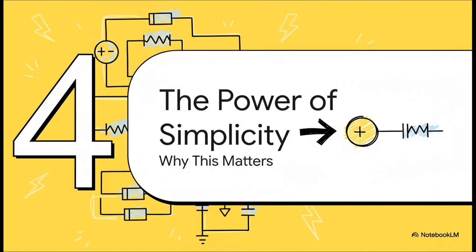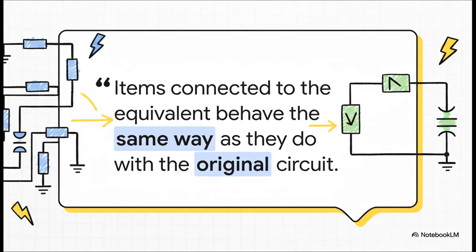Okay, so we've done the work. We've found our VTH and our RTH, and we've built this new super simple equivalent circuit. So now what? Well, this is where the real power of this whole technique kicks in. This quote really nails it. Your little component, the one you care about, it has no idea it's connected to a simple circuit instead of that original complex beast. And this is huge, because it means you can now try out different components, say different load resistors, without having to resolve that entire complicated circuit every single time. It's a massive time saver.